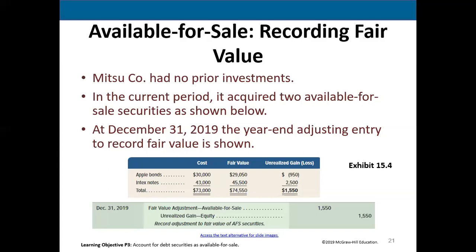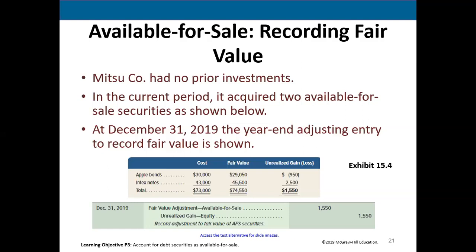The balance in this account will either increase or decrease our debt investment account. Since we need our debt investment to be reported at $74,550 instead of $73,000, we need the fair value adjustment account to have a debit balance in it. So it will be added to the debt investment balance. And then we can report on the balance sheet, these investments have a fair value of $74,550.